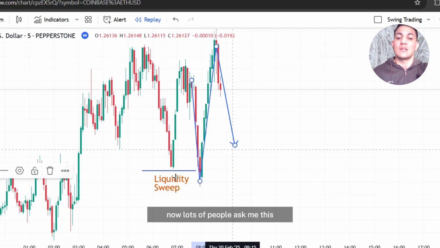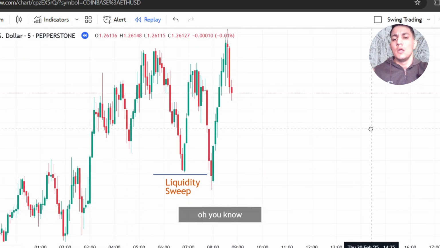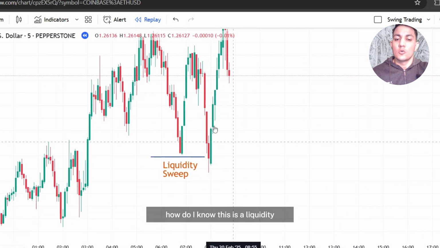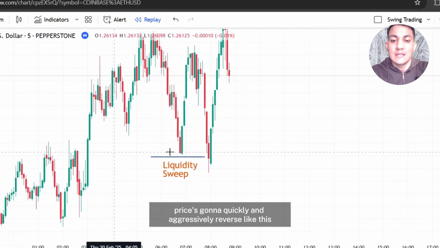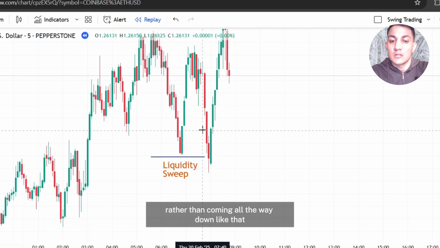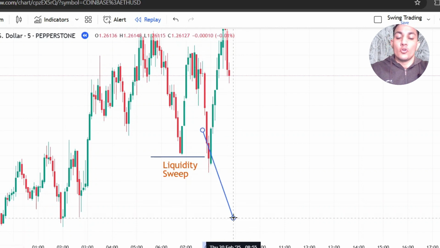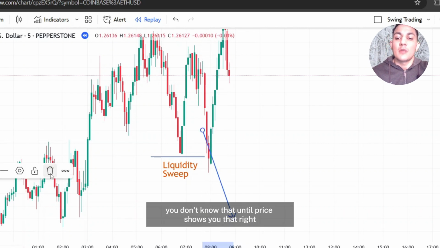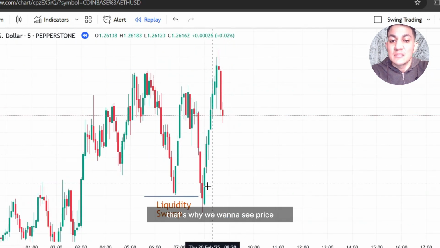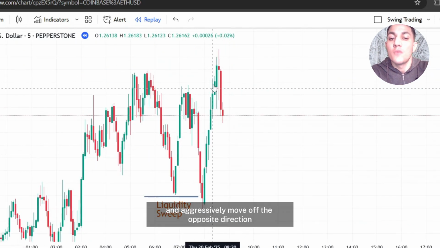Now, lots of people ask me this. Lots of people get confused. They say, oh, how do I know this is a liquidity sweep? Like, how do I know price is going to quickly and aggressively reverse like this rather than coming all the way down like that? Now, you don't know that. You don't know that until price shows you that, right? That's why we want to see price quickly and aggressively move off in the opposite direction.